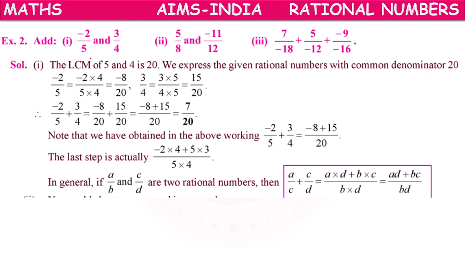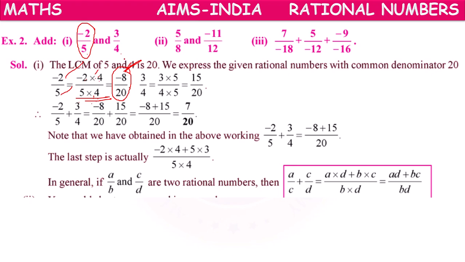So how do we change the denominator to 20, children? Here we have 5. To turn it into 20, we have to multiply by 4. But we multiply both numerator and denominator, to balance the value, by 4 by 4. Minus 2 fours are minus 8, 5 fours are 20. Minus 8 by 20. This is the first rational number changed.